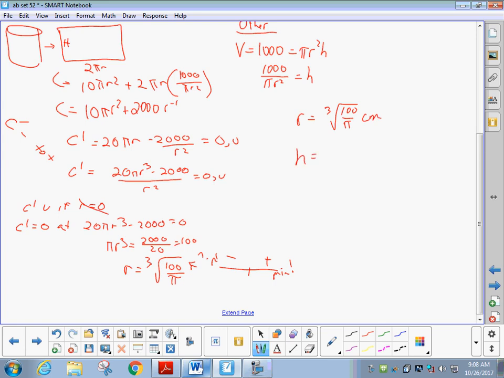what's the height, where do I go to find the height? Right there. It's 1,000 over pi times the square of that. That's in centimeters. That will minimize cost.